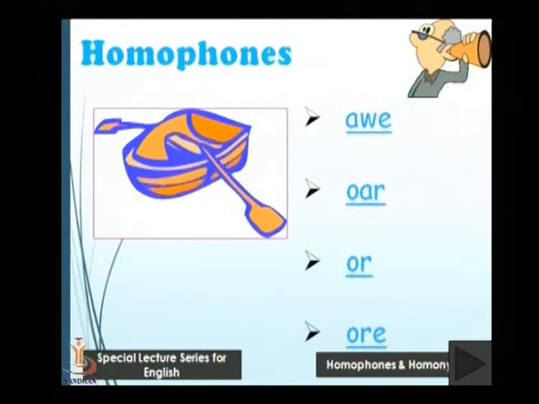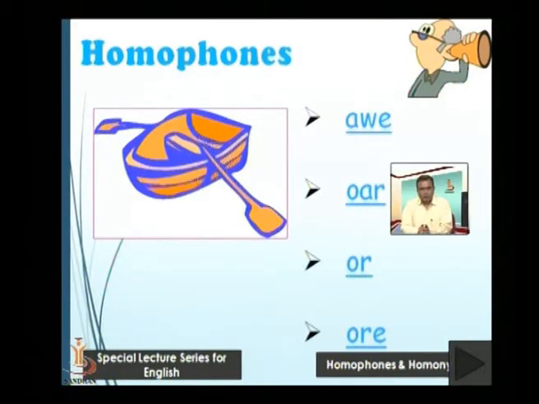Then awe, oar, or, and ore. 3 and O-R-E is fourth. Awe-inspiring speech. I heard an awe-inspiring speech means the speech was impressive. When the audience is impressed, startled, surprised, and a marvelous speech is delivered, then we use awe-inspiring speech, A-W-E.